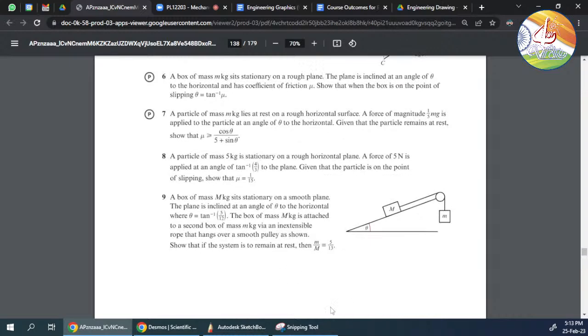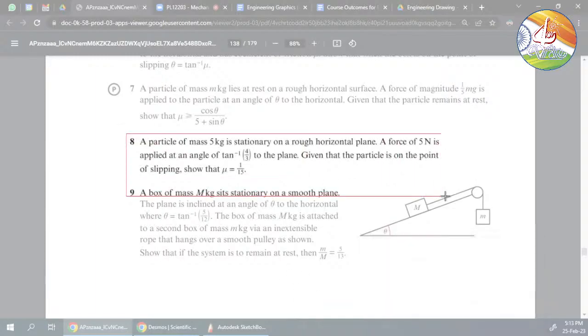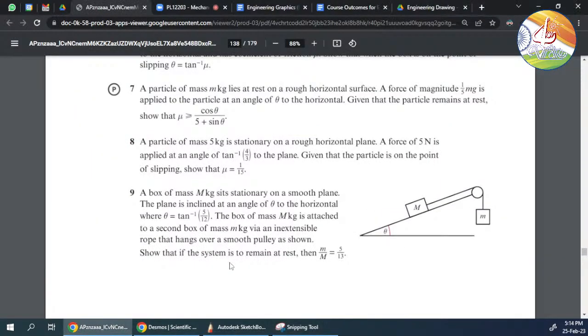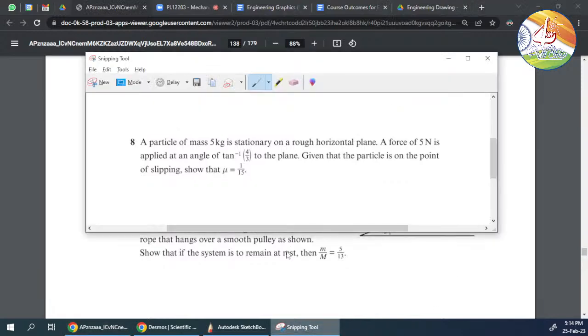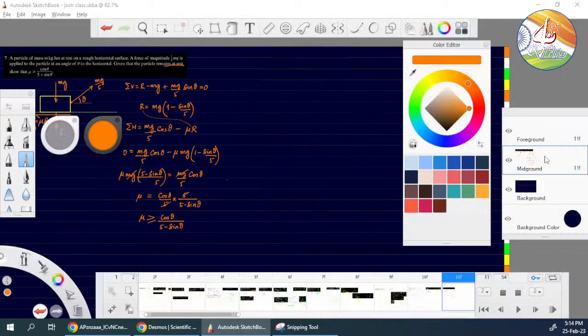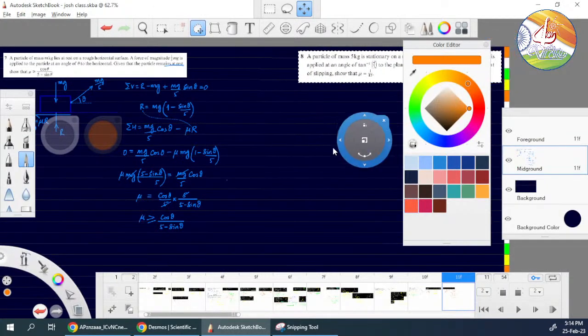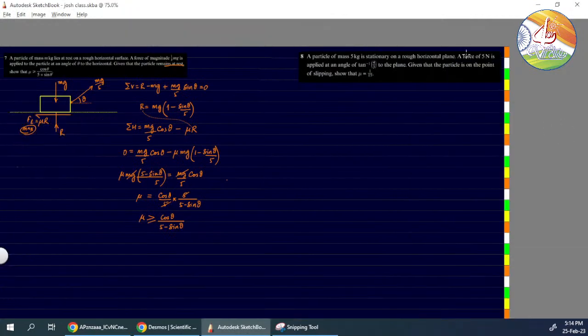So the 7th one is over. Now the 8th one. The diagram is not given for this one. This diagram is for the 9th one. So let's take this.